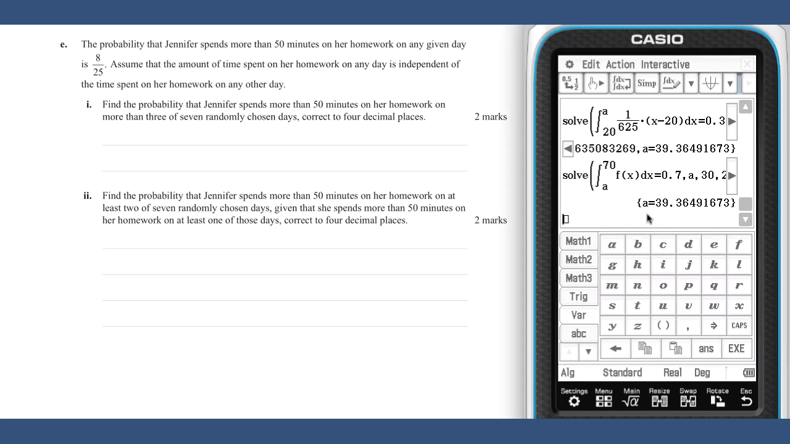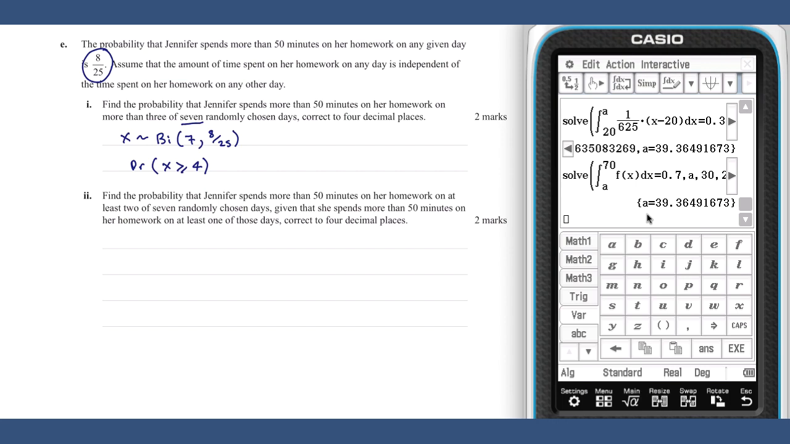Part E. Now we are focusing on Jennifer spending more than 50 minutes on her homework, which occurs with probability 8 out of 25. And we are considering 7 randomly chosen independent days. Hence, if we want to know how many days out of 7 she does her homework, we should consider the binomial variable x. And the probability required in part 1 is the probability Jennifer spends more than 3 out of 7 days, which would be 4 or more days out of 7.